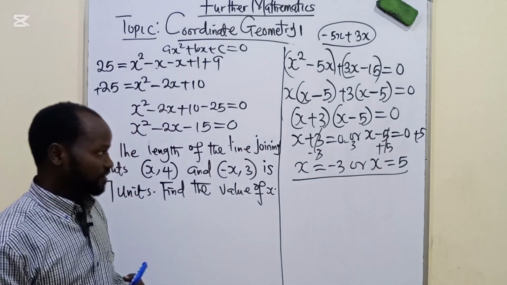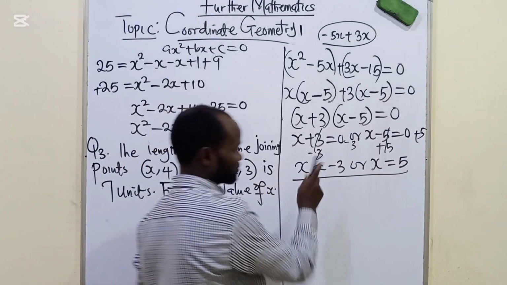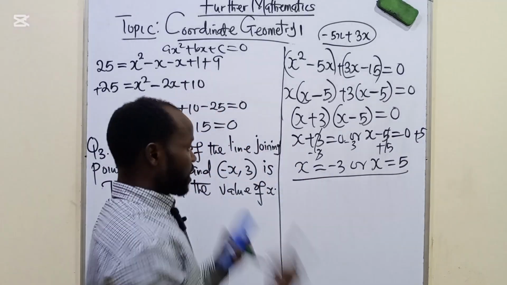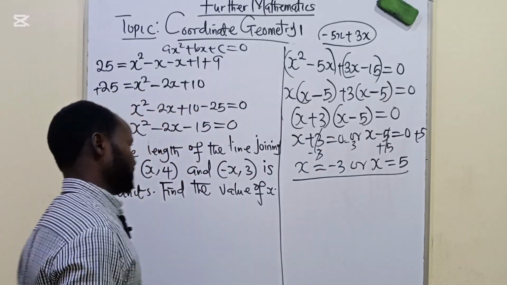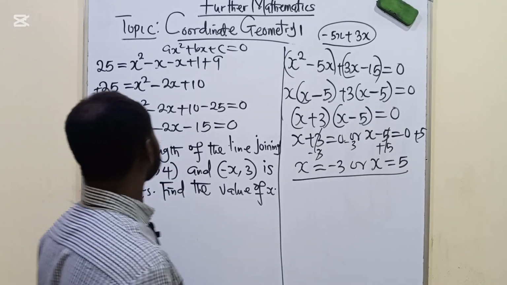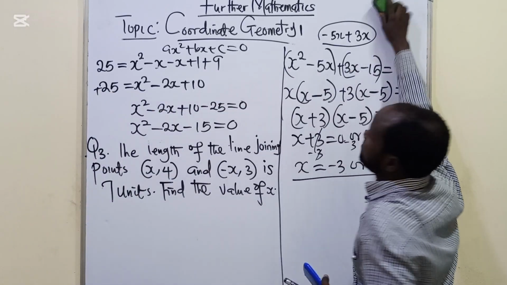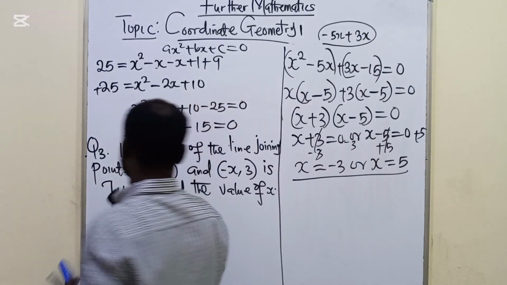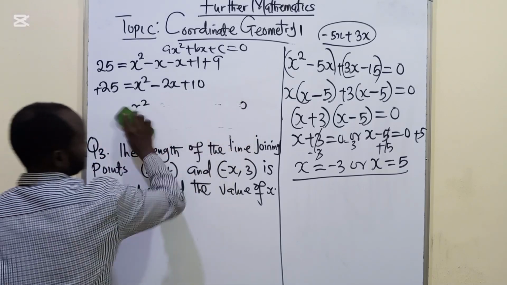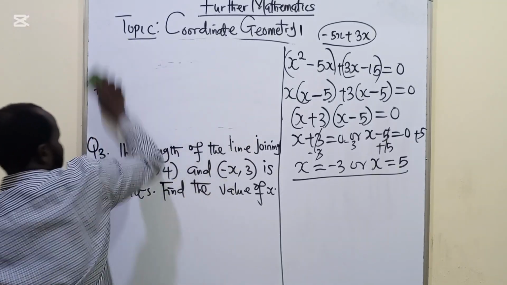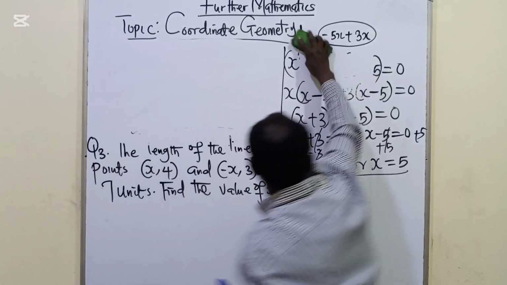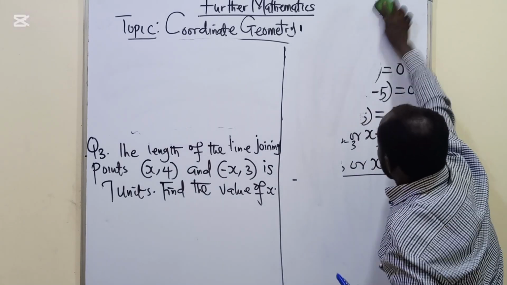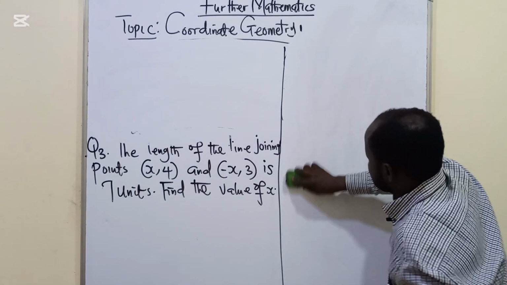We are asked to find the values of x. x is nothing but minus 3 or x is 5. So this is the solution to question 2, or example 2. Let's move to example 3 now. That is question 3. Let me move here so that we can have enough space.